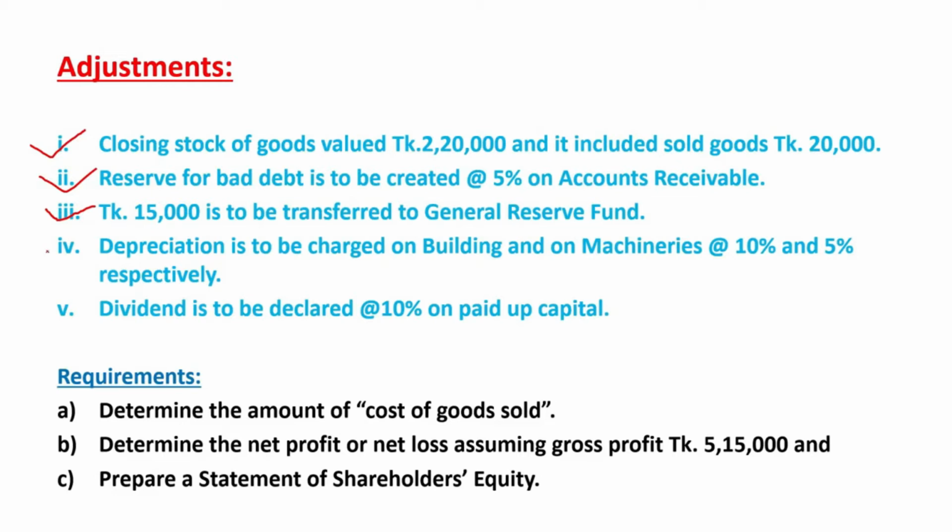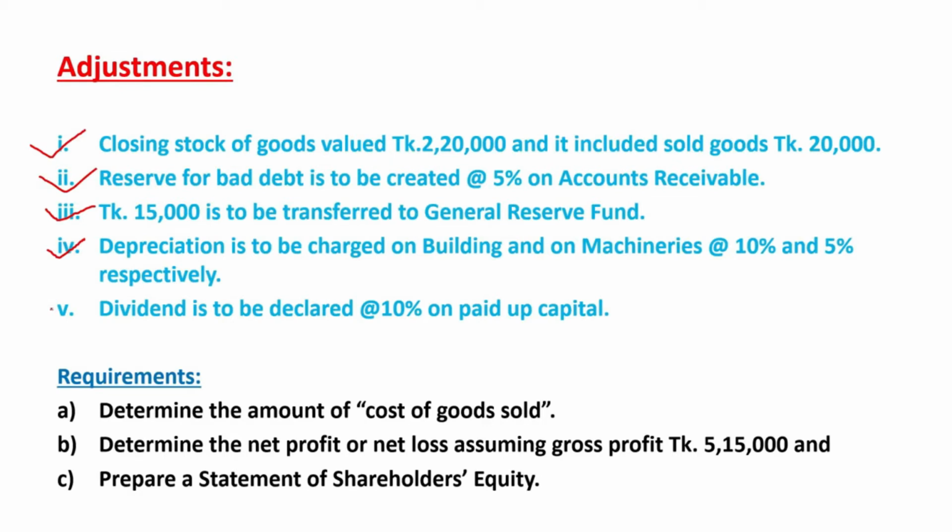Number 4, depreciation is to be charged on building and on machineries at the rate of 10% and 5% respectively. My dear students, we know that depreciation is one kind of operating expenses. So it will be shown in comprehensive income statement under operating expenses, and second time this depreciation will be deducted from related fixed assets in the statement of financial position under fixed assets.